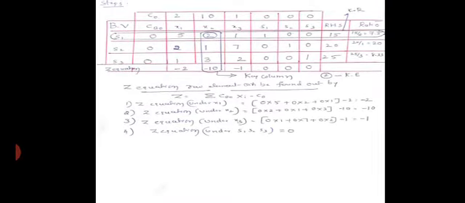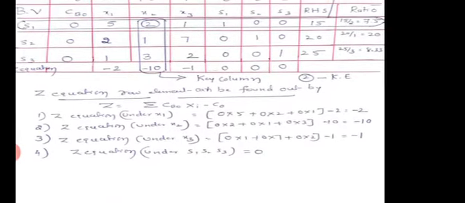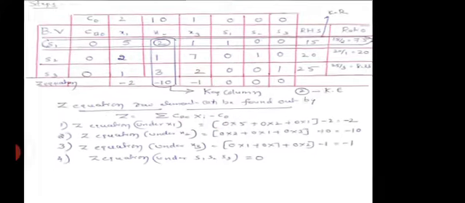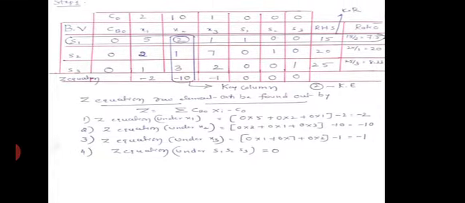Now you have created all those things. Now go for finding your Z equation. How to calculate the Z equation? The Z equation row elements can be found using the formula: Z is equal to the summation of C suffix B, the coefficient of the basic variable in the objective function, times the xi column, minus the coefficient of the objective function. Let us see how it is going to be calculated.